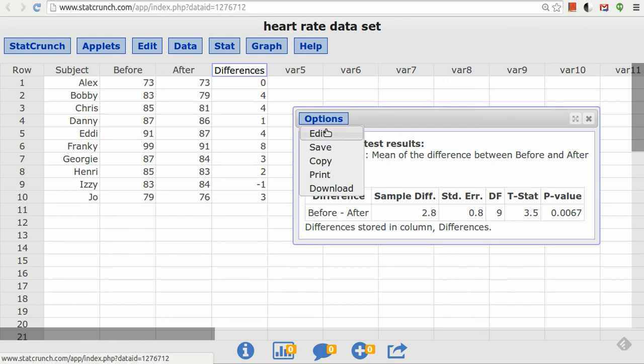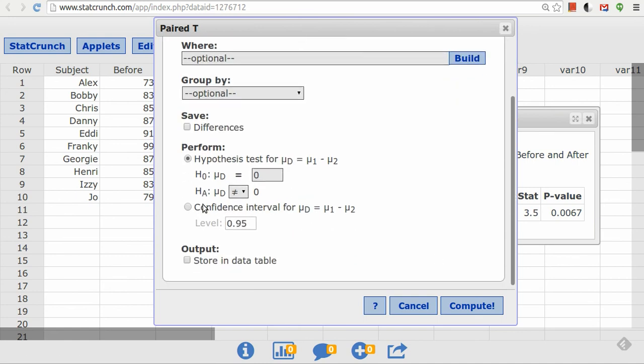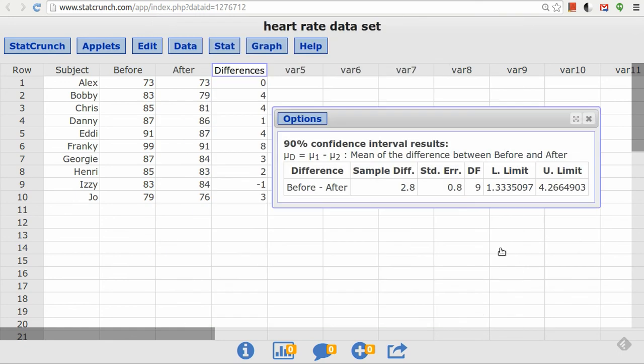We click Options, Edit. Down here, I'm going to uncheck Save Differences, just so it doesn't keep saving those differences. Check Confidence Interval, change the level to 0.90, click Compute. And now we get the lower and upper limits of our confidence interval. So this again means that we have a 90% confidence that the true population value of the mean difference from before to after is somewhere between 1.33 and 4.26.